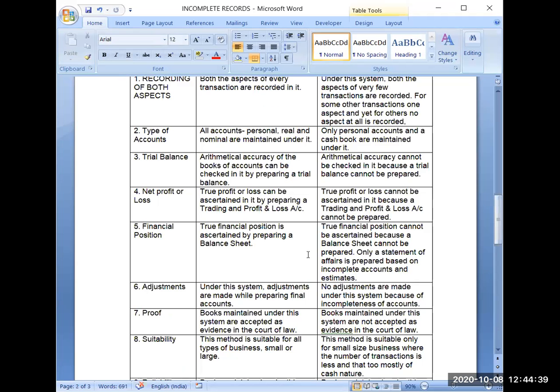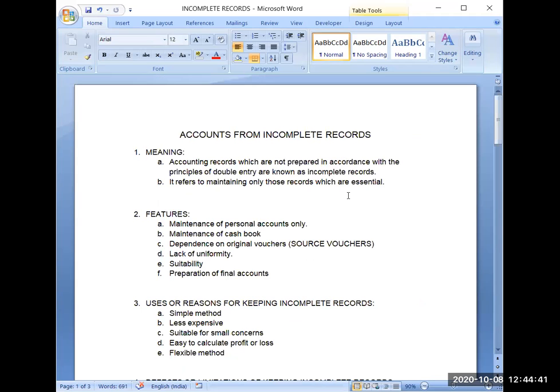So till here, if you have any query, you can ask. Theoretical part we have covered. Now we will proceed toward numericals tomorrow onwards.